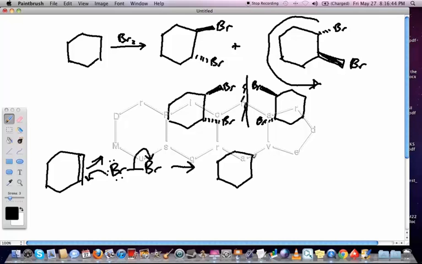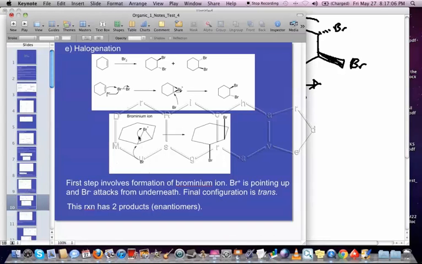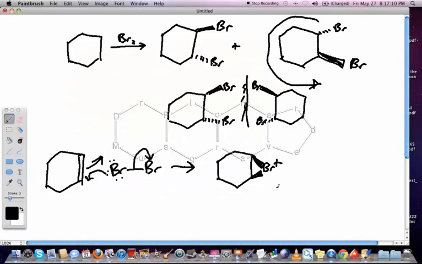For the reasons I explained earlier, the Br is actually drawn as a wedge because it is actually above the plane of the ring. See, right over here. Yes, the Br plus is sticking upwards, so any attack is going to occur from the Br minus coming underneath.